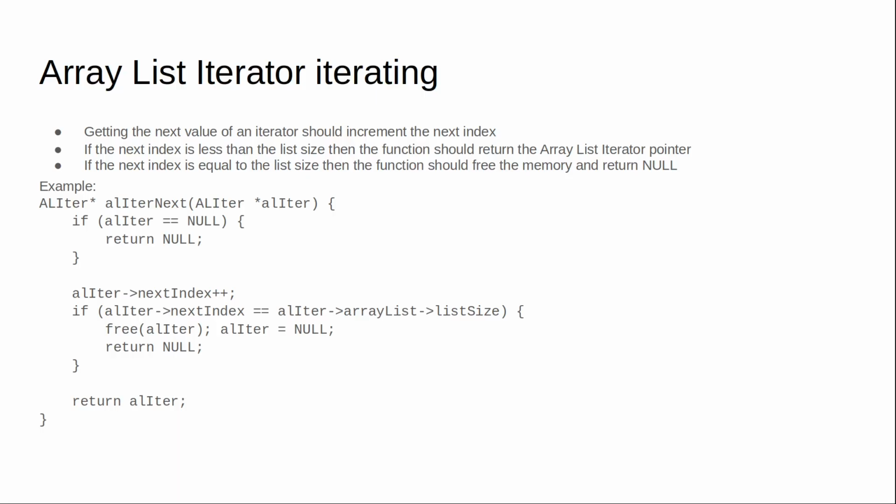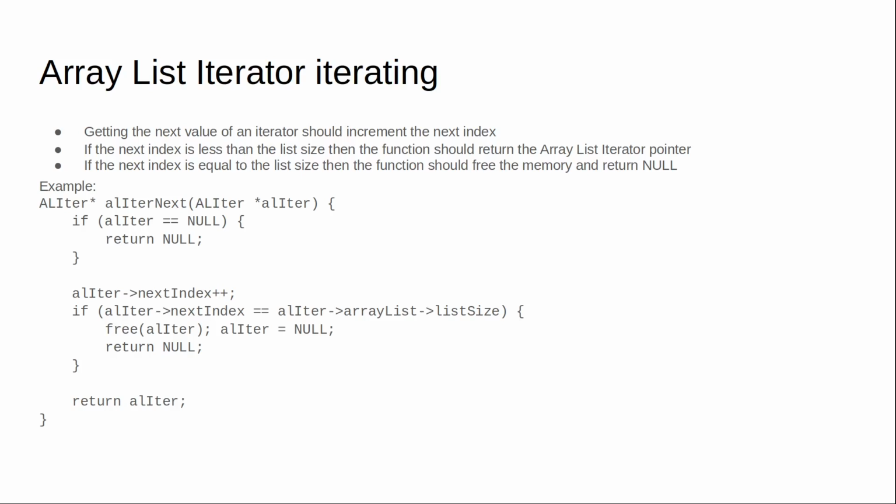But if the next index is equal to the size of the list, meaning that we have now exhausted all the elements that were valid within the array, then we're going to destroy the array list iterator that was passed in. We're going to free the memory and then return null. And again, we'll see why this becomes important in a few minutes. So first things first, when we go through this function, check your parameter, make sure that it's not null. If it is null, just return null and you're done.